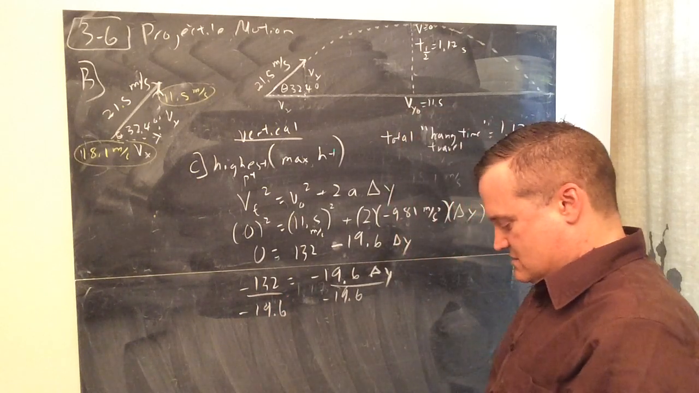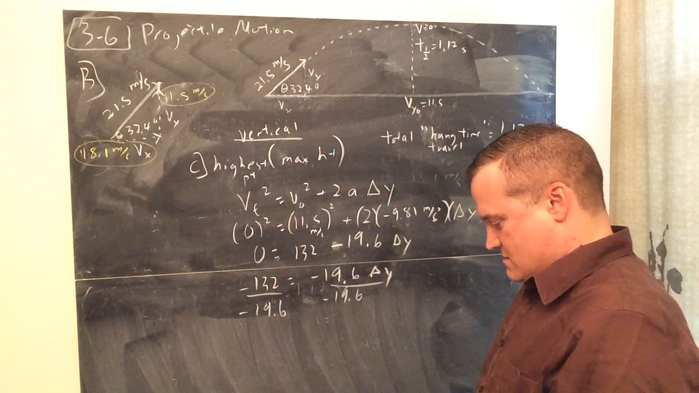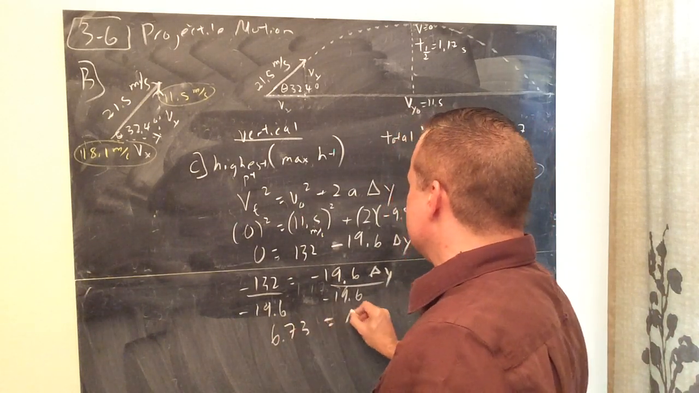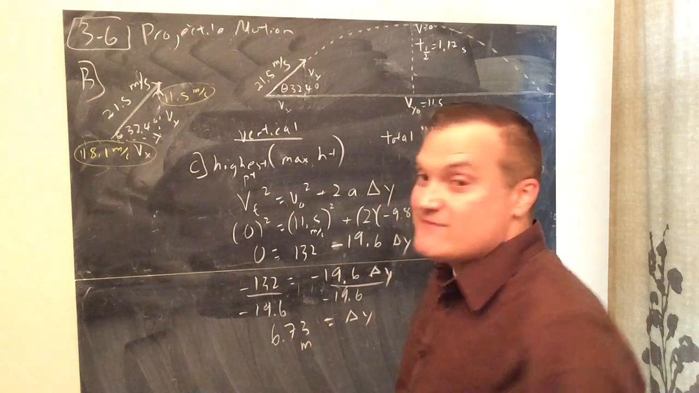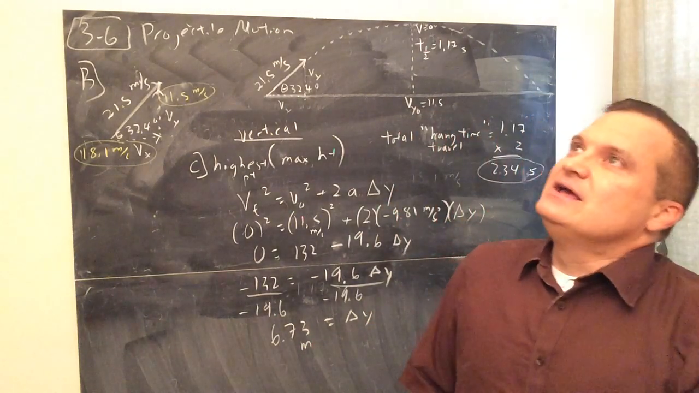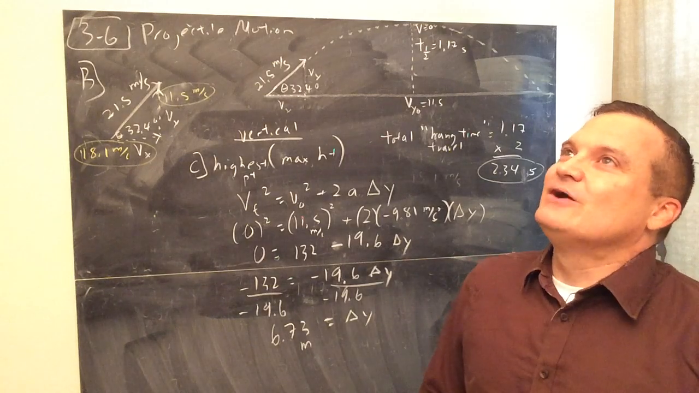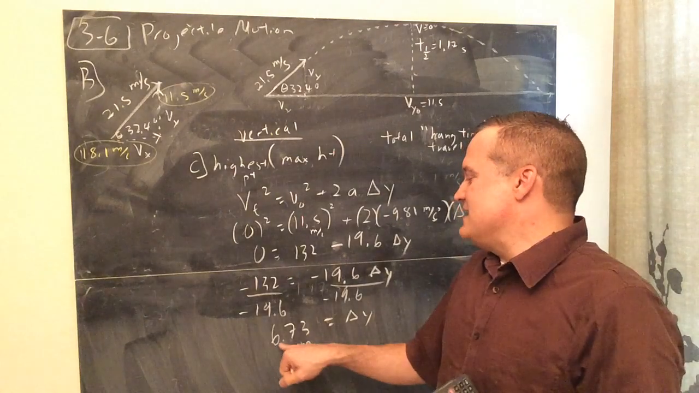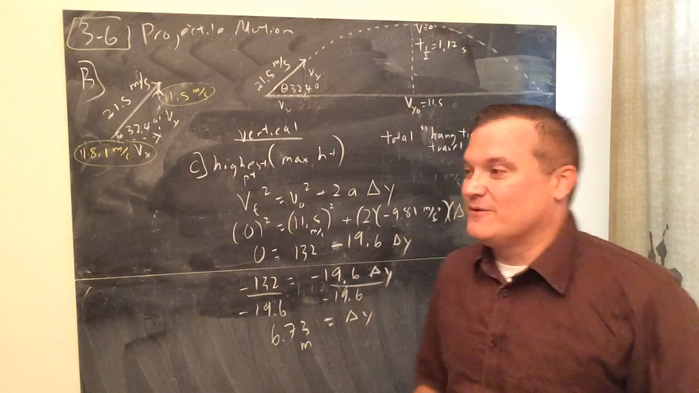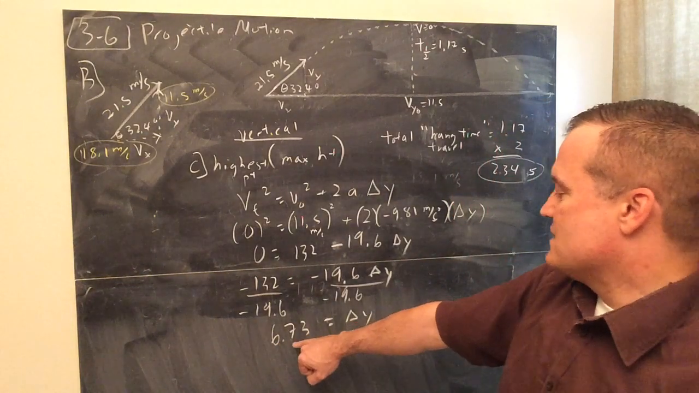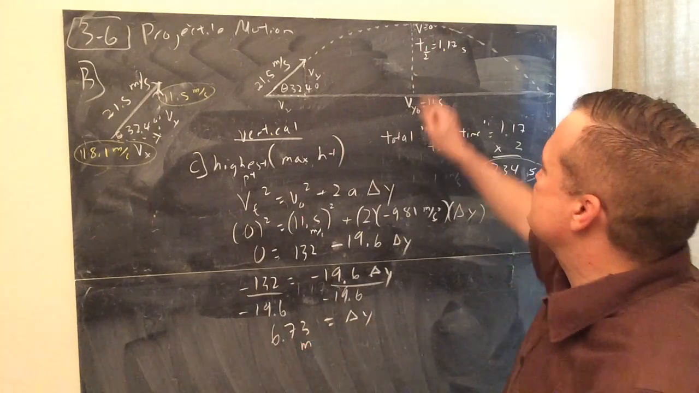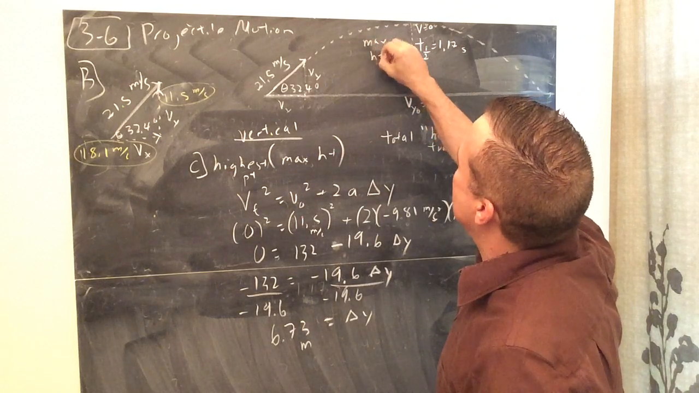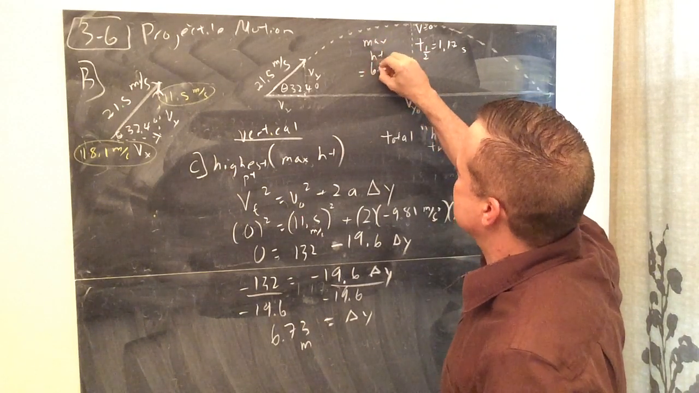And you get 6.73 equals delta y. 6.73 meters high. A meter is a little bit more than a yardstick, so that's like 3 feet, 18, 20 feet above the ground, somewhere around there. All right, so 6.73 meters. That's the maximum height. Maximum height equals 6.73 meters.